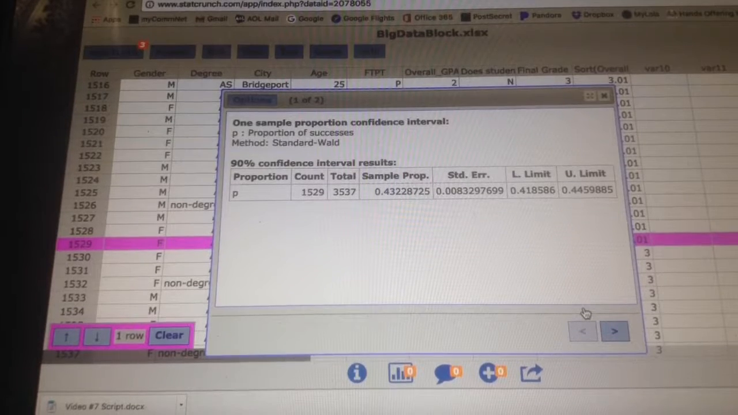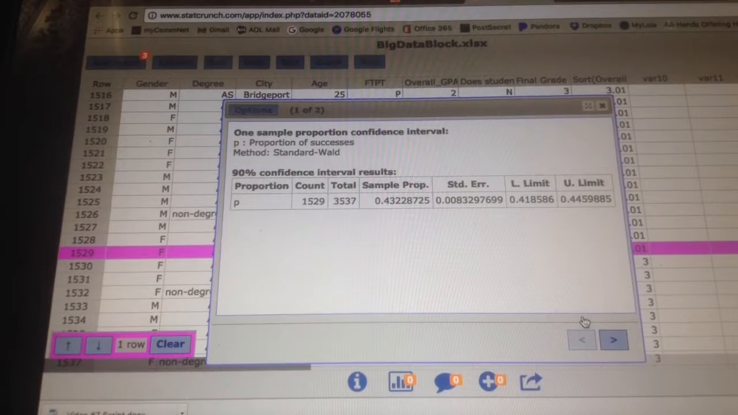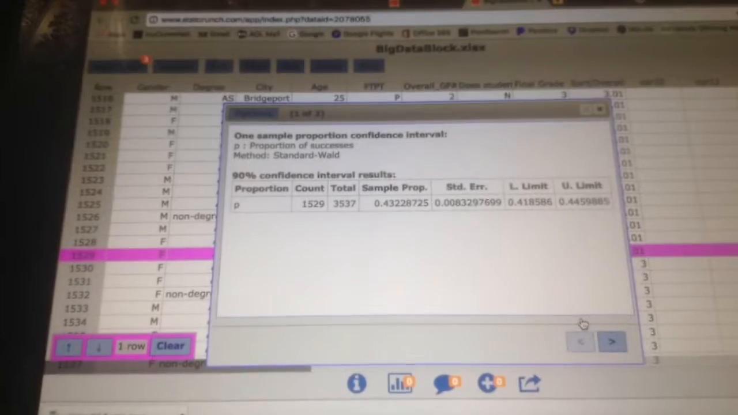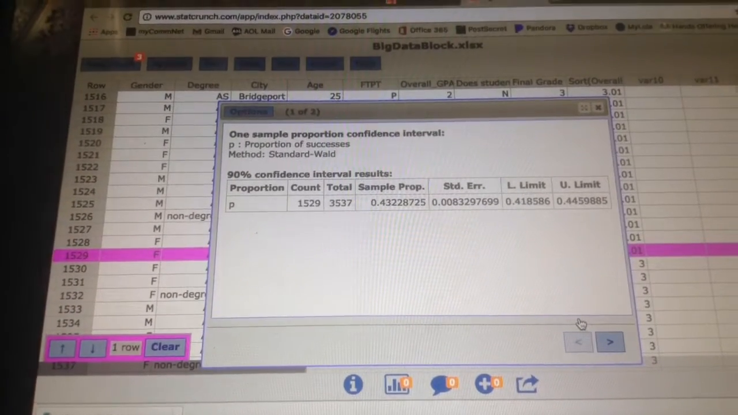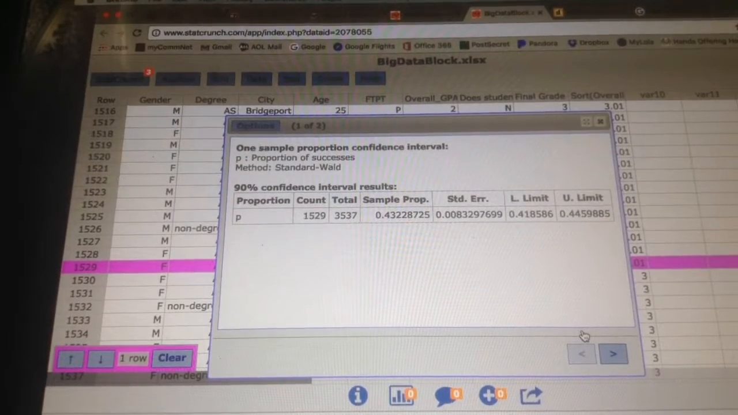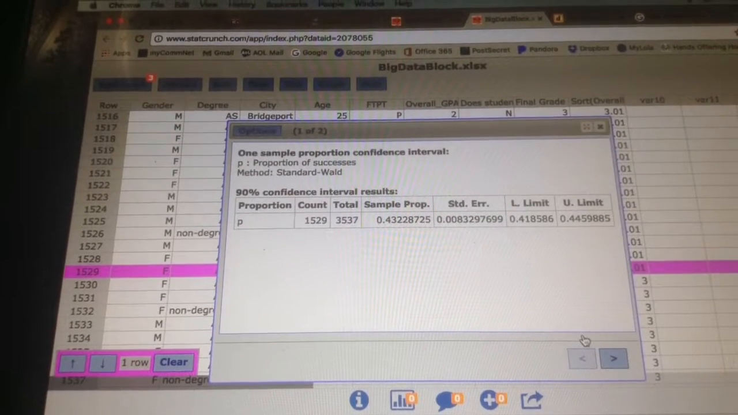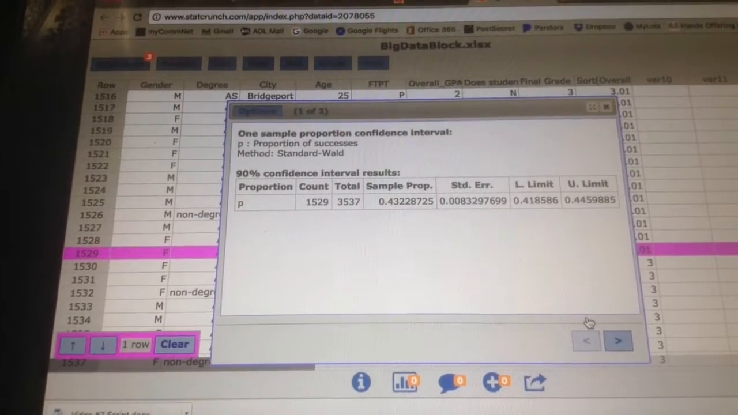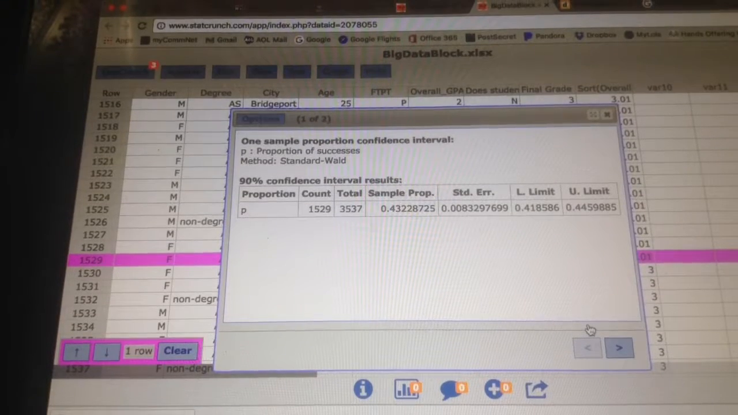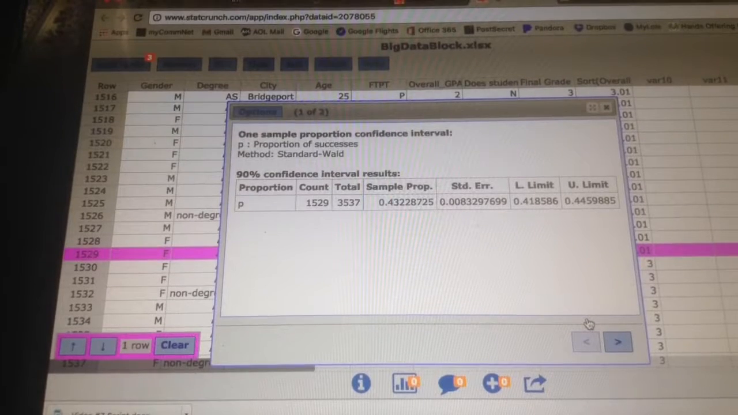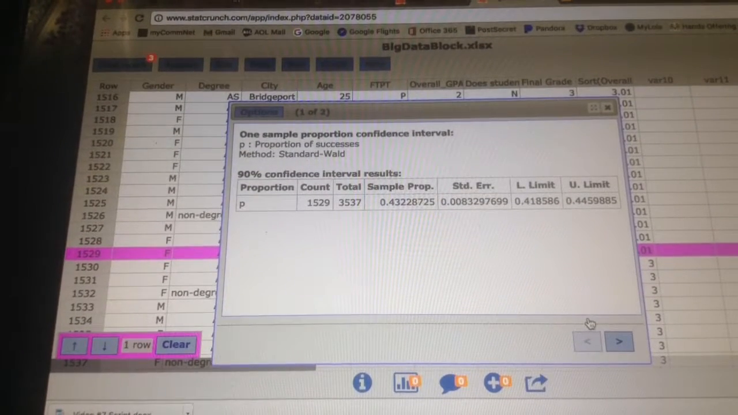So what I did was subtract the lower limit from our sample mean, which is 2.8, and I added the upper limit to our 2.8 sample mean. And the range that I got was 2.4 for the lower and 3.3 for the upper. We are 90% confident that the overall GPA ranges within 2.4 and 3.3, and about 43% of students have a GPA above 3.0.